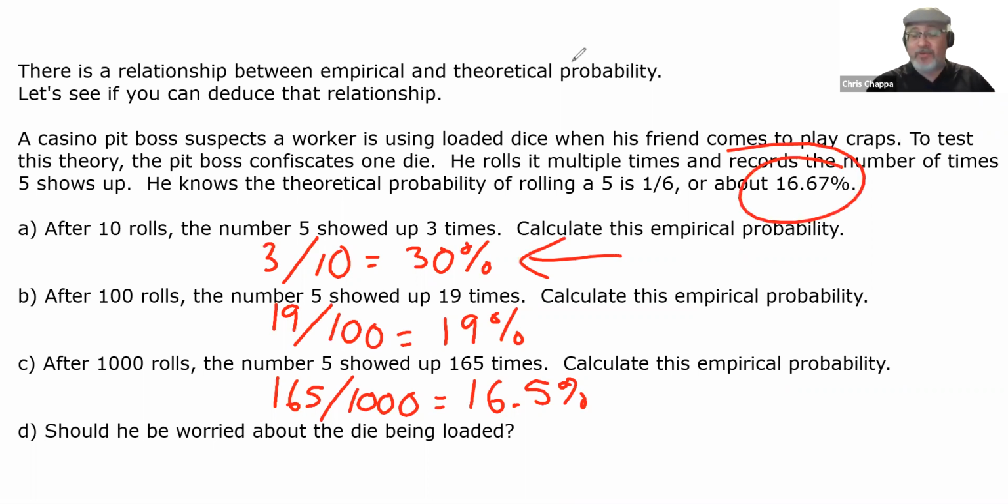It's only supposed to come up that percent of the time. Gotcha. But the problem is, in the short term, anything can happen. I could have rolled 10 times and not got a 5 at all and gotten 0%. And I couldn't get exactly 16.67% anyway when I rolled 10 times, because regardless, it's going to be 0%, 10, 20, 30, 40, etc. But as he rolled more and more, the probability was getting closer to what it was supposed to be. So should he be worried about the die being loaded?